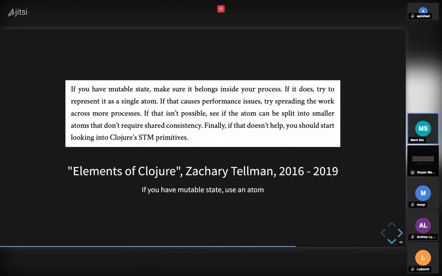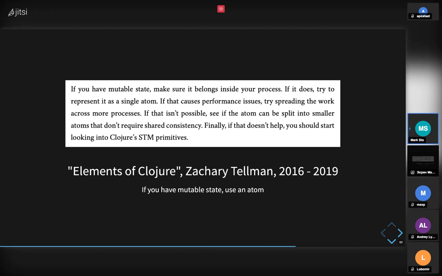And here's one take from that author, Zach Tillman, who wraps up his chapter on the subject with the following criteria. And it's simply brilliant. If you have mutable state, make sure it belongs inside your process. So here we try to minimize the amount of mutable state that we have in process. If it does, try to represent it as a single atom, just to see what happens. If that causes performance issues, try spreading the work across more processes.